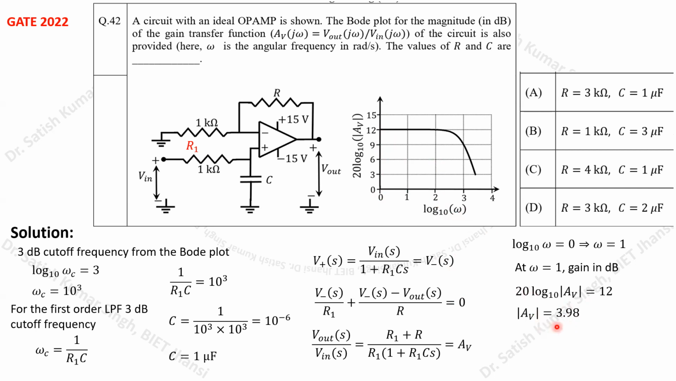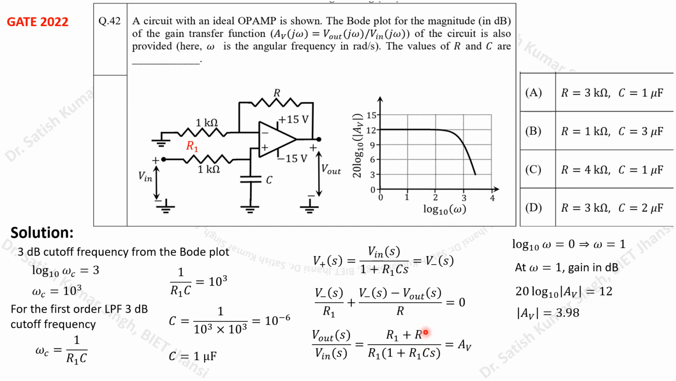So one thing that we can do, if you want to exactly calculate the value of R, is calculate the mod of this particular expression. Here you have to substitute s equals j omega, and then calculate the mod of this expression. So that mod will be (R1 plus R) divided by R1, and here it will become root over 1 plus, substituting j omega, R1 square C square omega square. And then you have to substitute mod AV equals 3.98 and omega equals 1 to exactly get the value of R.